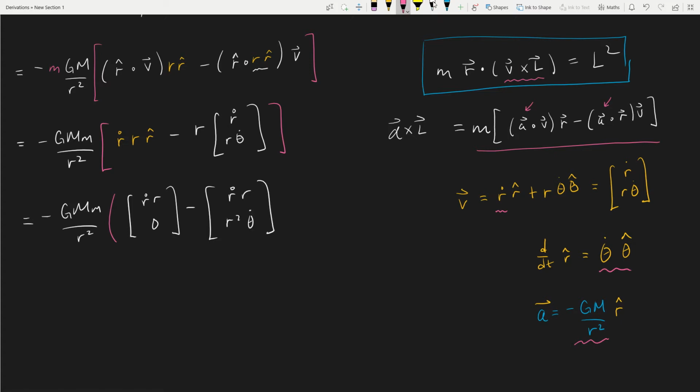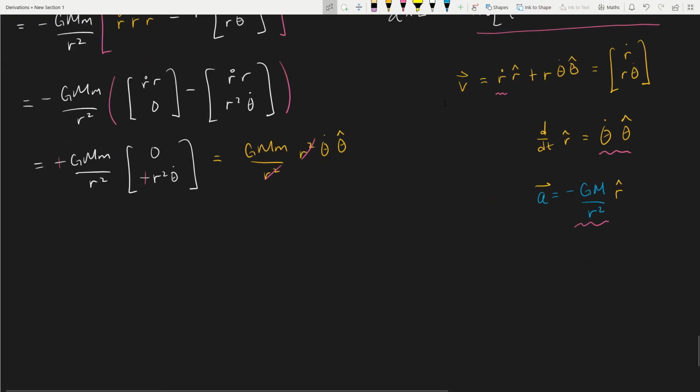Okay, so now this is just two vectors. We can do vector subtraction here. So you get negative GMm over R squared, and then a vector quantity. The top actually cancels and becomes 0. The bottom becomes minus R squared theta dot. Now we can rewrite this because negative and negative becomes a plus, and then let's use orange. This becomes GMm over R squared times R squared times theta dot in the theta hat direction. So we see our R squareds cancel.